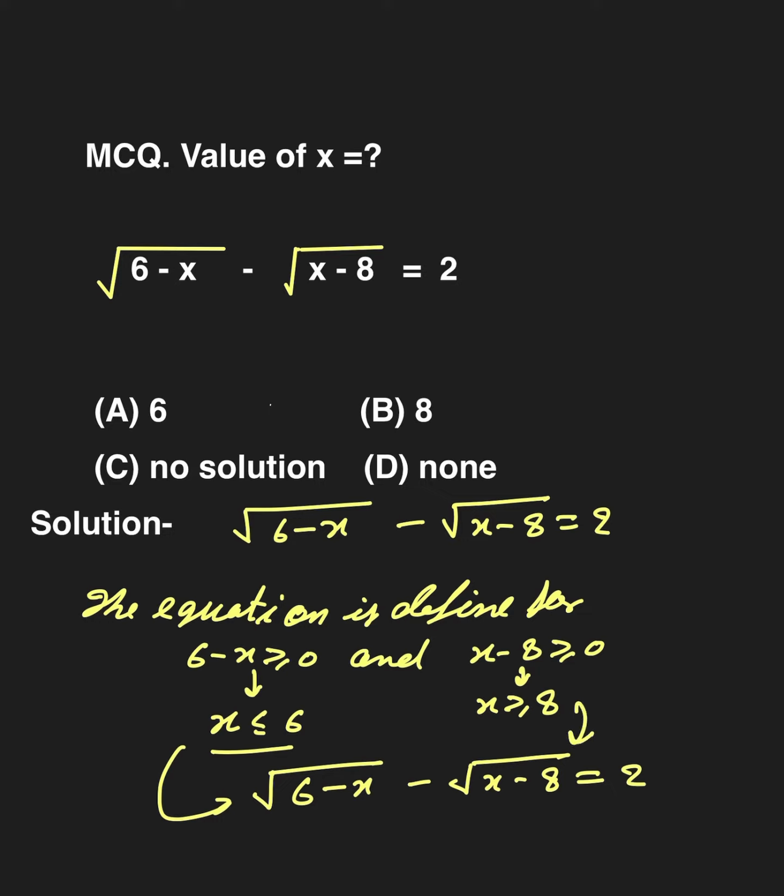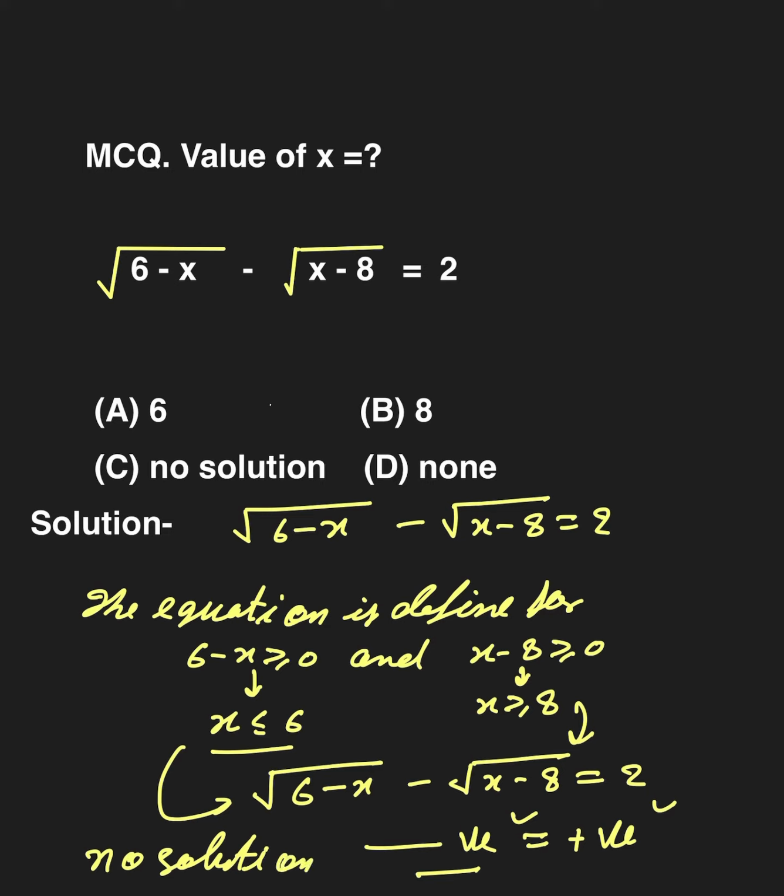If you put here, if x is less than 6 and if x is greater than 8, then these values are negative. We got negative on the left hand, but what about the right hand? That is positive, plus 2, and here we got negative. It means no sense. So you can say that there is no solution. Clear or not? So that is no solution.